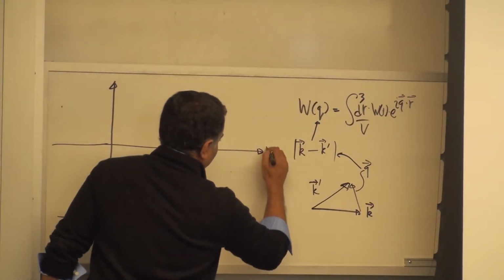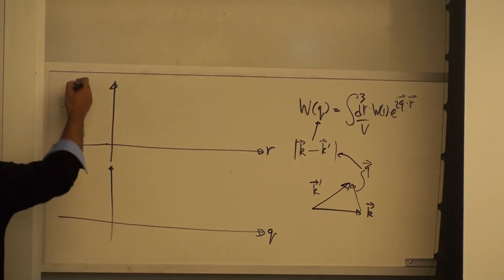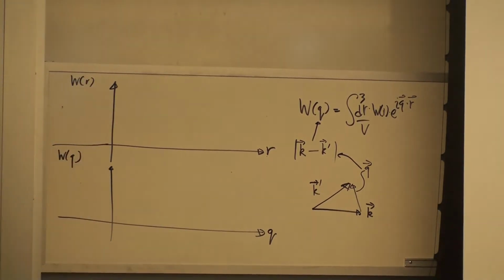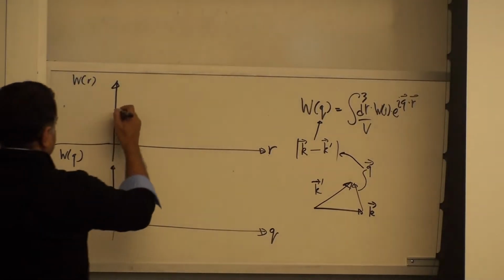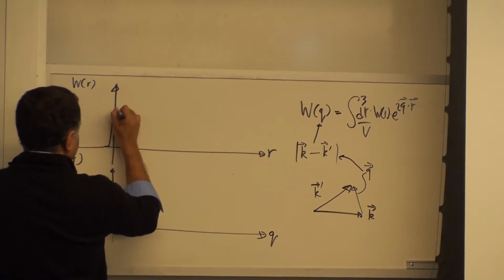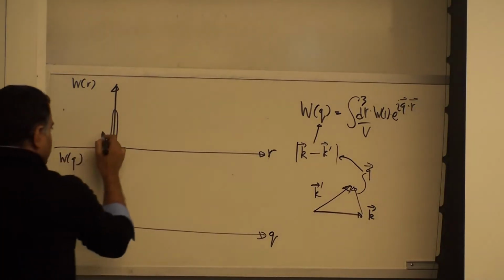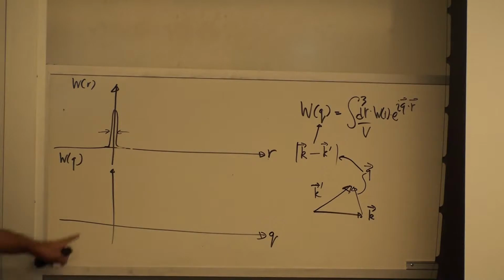Yeah, let's call it r in general. So in 3 dimensions, this is q, and what I'm going to plot is w of r and w of q. So what we are saying is for the point scatterer, the w of r is very sharp in real space. It's kind of like that, right? So the distance here is very small. I think you can see right away that means in q space it should be really spread out, right?